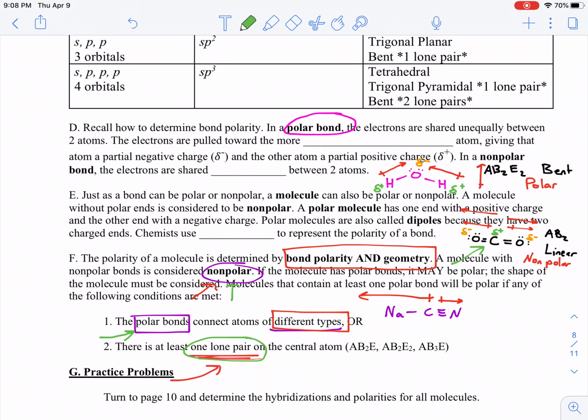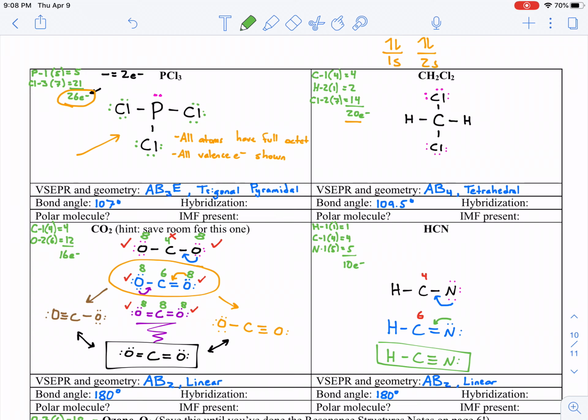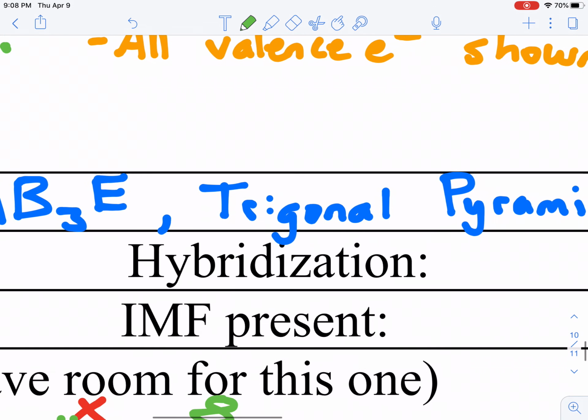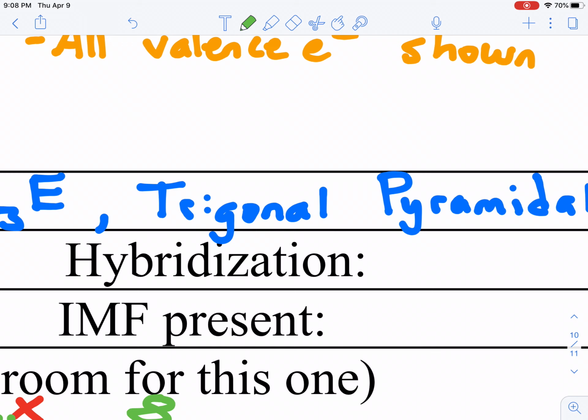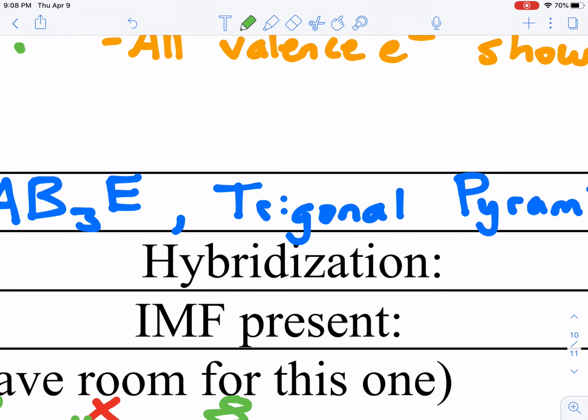So let's try this. Let's jump back to our friends on page 10. We're going to identify hybridization as well as the polarity of the molecules. So we're getting a lot going on this page, but we can do it. So hybridization, first off, remember this is based off of our VSEPR model. So our VSEPR model is AB3E. We have 4 regions of electron density around the central atom. We therefore need 4 orbitals. So our hybridization is sp3.